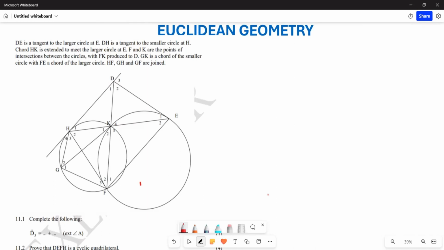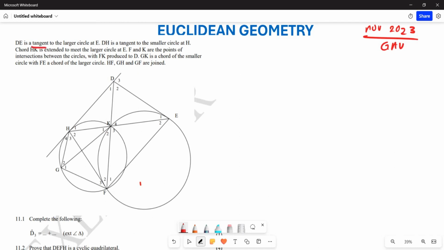What is it that we are looking at now? We are looking at our Euclidean geometry, and this is going to be our November 2023 paper, question 11. The province is going to be Gauteng. Right, now let's just go straight to it. They say DE is a tangent to a larger circle, right?